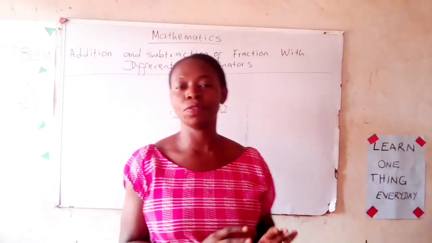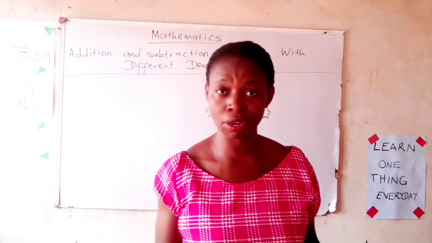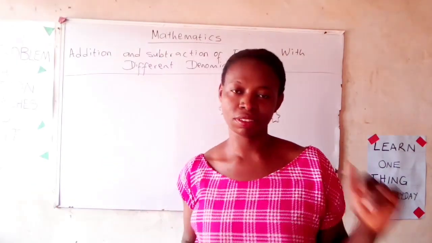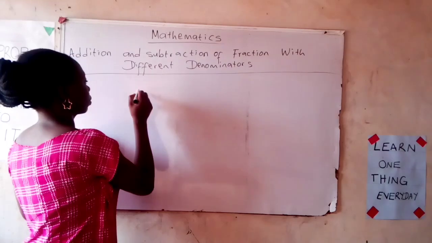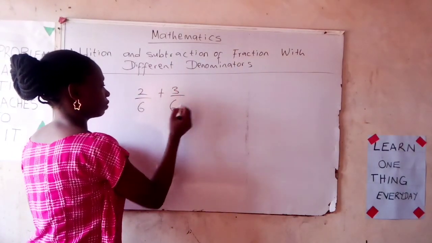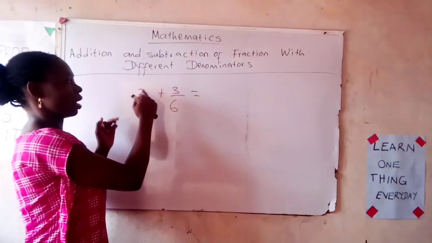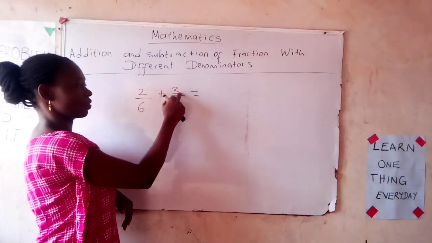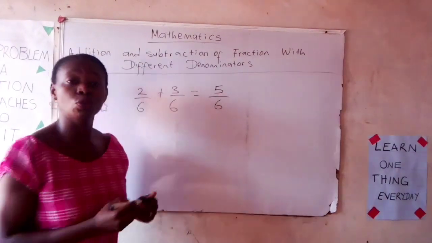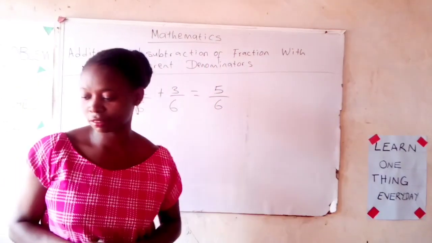You can remember in our previous lesson, we learned about addition of fractions with the same denominator, whereby we add the numerators and leave the denominator the same, like this: 2 over 6 plus 3 over 6. In our previous class, we said that what you do is add the numerators, 2 plus 3, which will give you 5 over 6. You leave the denominator the same. That's what we discussed.